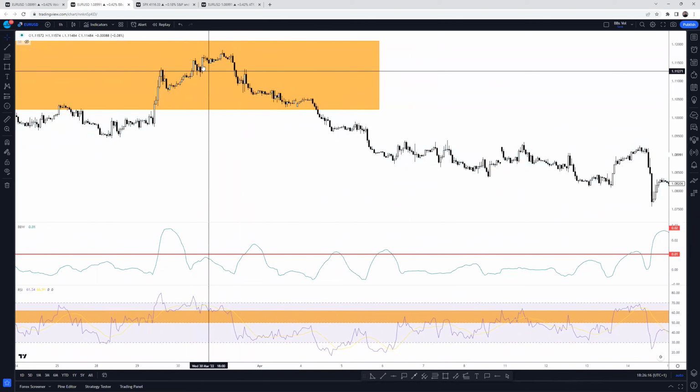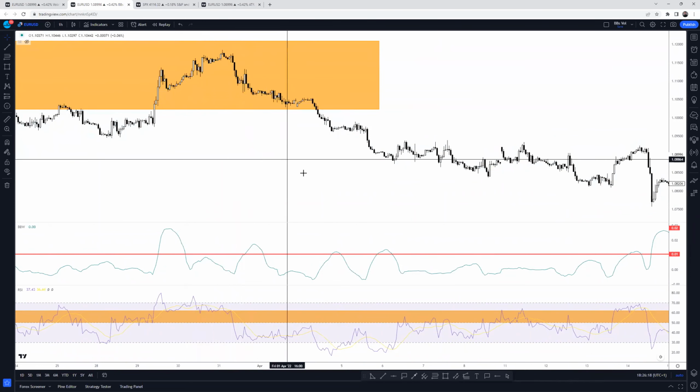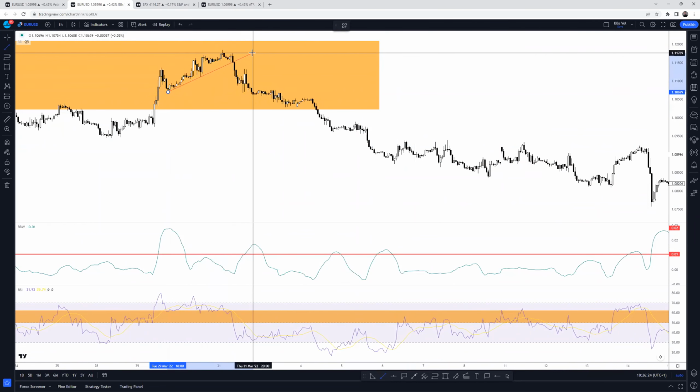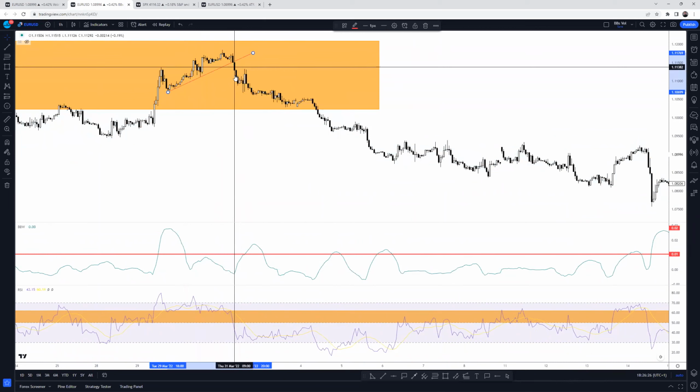So this is where we're looking to short. What I meant by a trend line, well, not technically a trend line, it's an ascending support, is what you could have done is drawn this at this point here and taken the short based on this area here, based on this break here. It's just that little bit more confirmation.